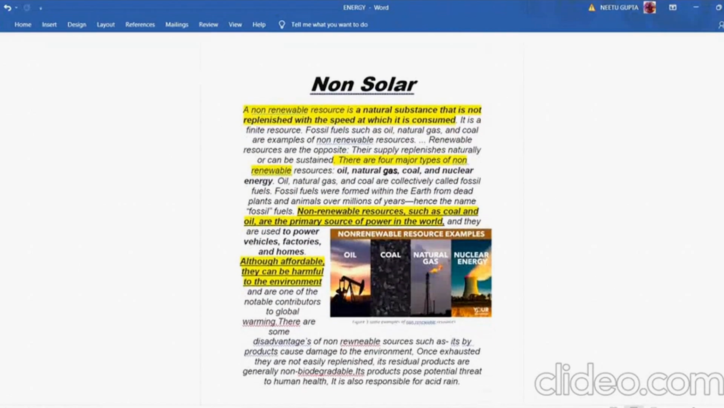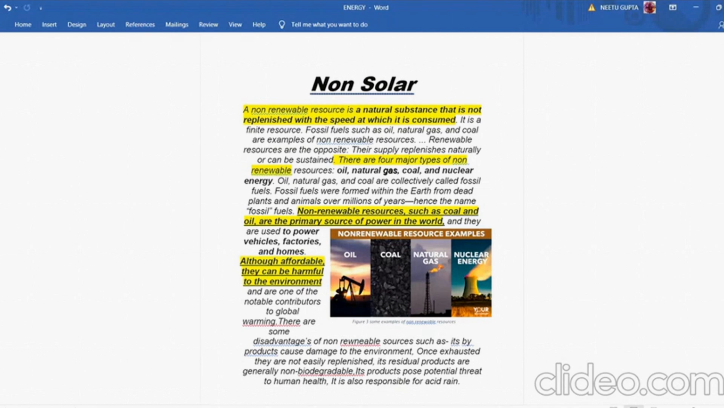Now, what is non-solar energy? Non-solar energy, or a non-renewable resource, is a natural substance that is not replenished with the speed at which it is consumed. There are four major types of non-renewable resources: oil, natural gas, coal, and nuclear energy. Non-renewable energy such as coal and oil are the primary source of power in the world. Although affordable, they can be harmful to the environment.